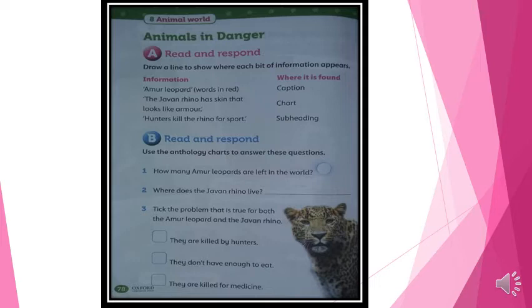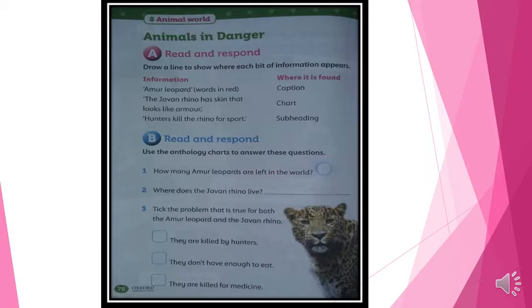Now come to B. Use the anthology charts to answer these questions. Now you are going to use the charts from your Oxford International English Anthology book and you are going to answer the following questions. How many armor leopards are left in the world? So how many of them are left? You are going to write the answer. Question number 2 is, where does the Javan rhino live? So you know very well where they live. You are going to write it down.